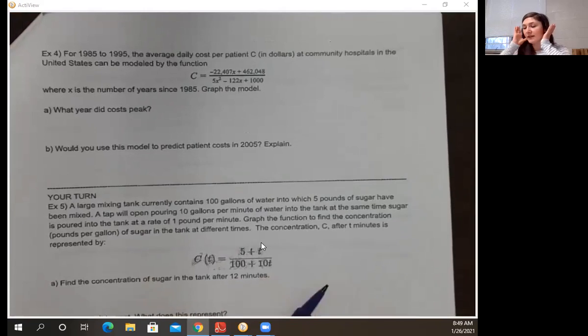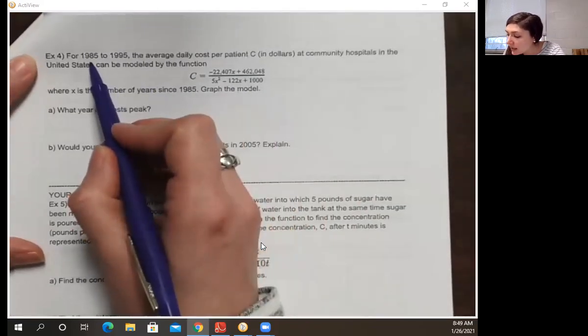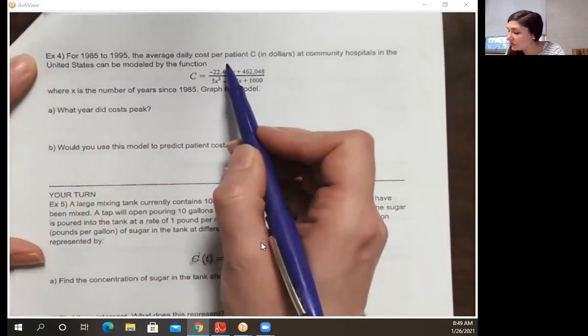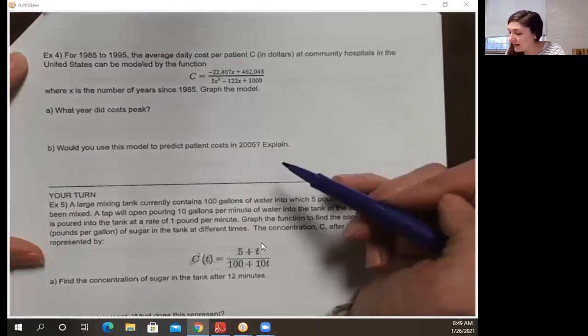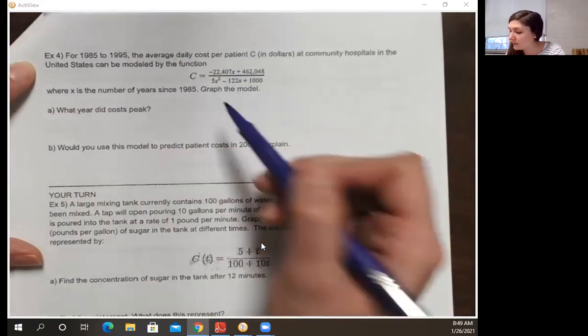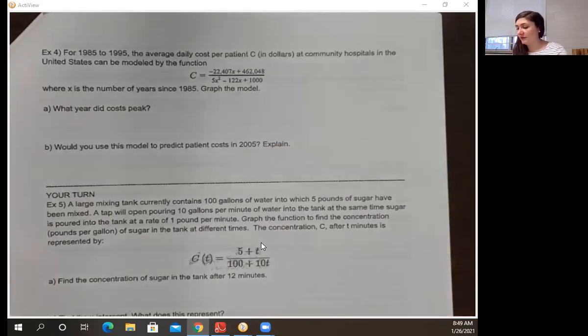So this time our rational function is modeling something. That's why we care about these things, because we can use them to represent real life scenarios or problems. Our problem here says from 1985 to 1995, the average daily cost per patient in dollars at community hospitals in the United States can be modeled by this function, where x is the number of years since 1985. Graph the model, and then we'll answer a couple of questions.